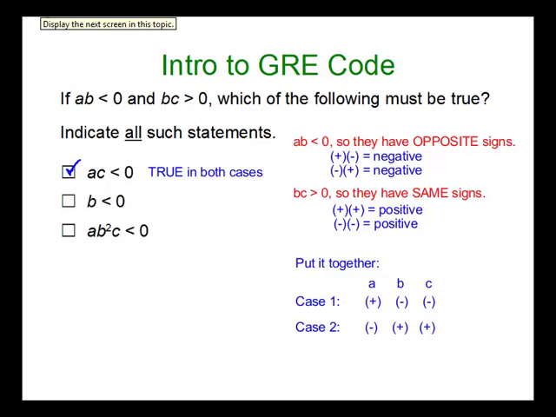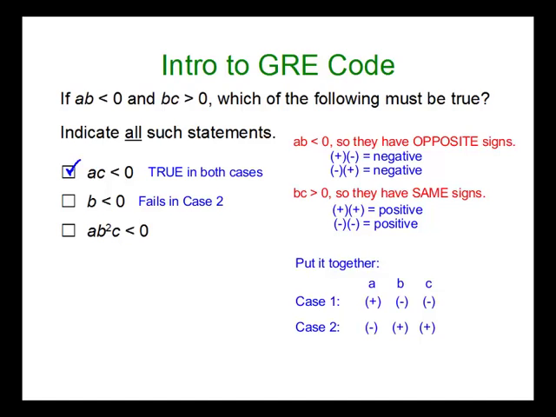And it's very quick to see that B doesn't have to be negative. It is in case 1, but it fails in case 2. In other words, it's possible for B to be negative given the constraints that we have. So that's not a correct answer.